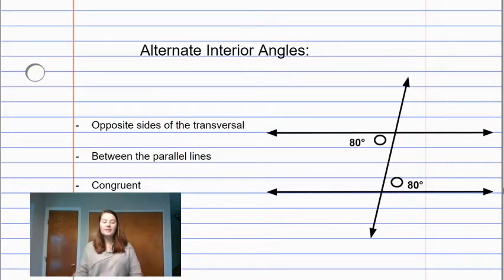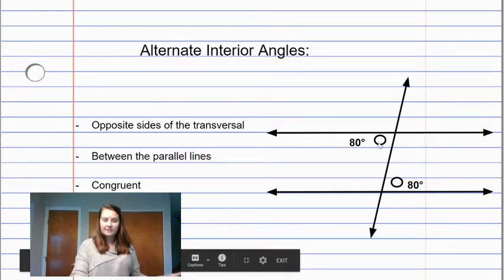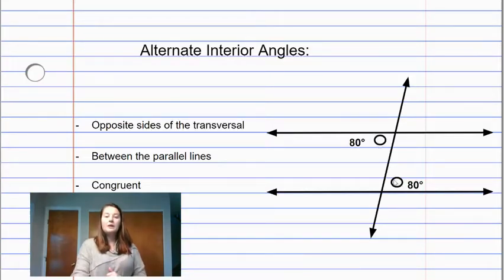Let's go back. What does congruent mean? Congruent means they are the same. So when you are looking at two angles and you want to know if they are alternate interior angles, you look at, are they on opposite sides of the transversal? In this case, yes. The top circle is on the left side of the transversal, and this one is on the right side. Are they between the parallel lines? Yes. Top parallel line, bottom parallel line, and the two circles are in between them. And are they congruent? Yes. Both angles have the measure of 80 degrees.